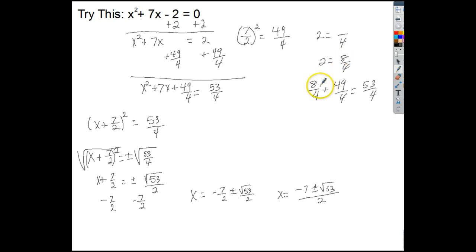Okay, so 8 fourths and 49 fourths give me, I don't know where I got 53 from, but that's certainly wrong. So let's change that. We can change this as we go here, and that's going to be 57 fourths. So I'm going to have to change that throughout the whole thing. That should be 57 everywhere. Okay, we'll go back and change that real quick.